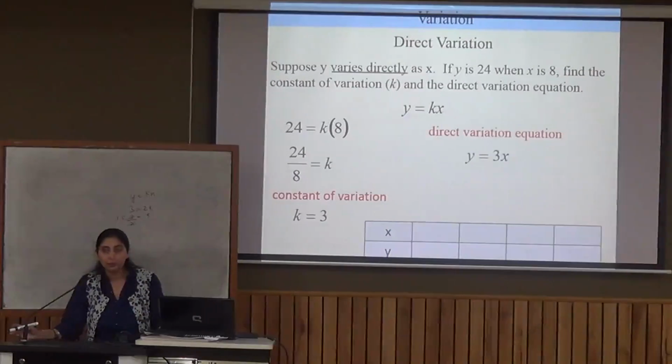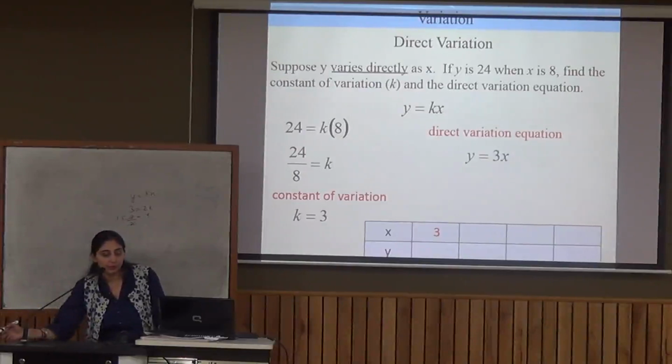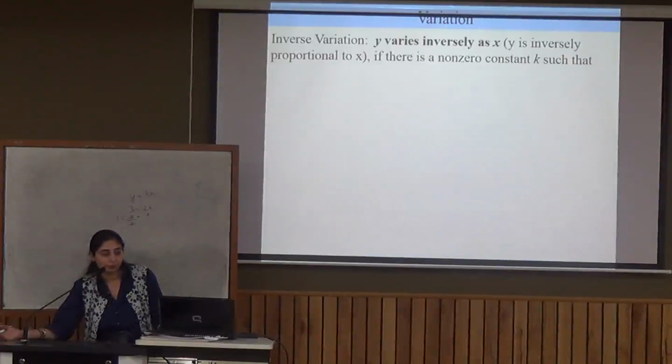We can similarly prepare a table or a graph by finding the coordinates of x and y. When x is 3, the value of y becomes 3 into 3, which is 9. When x is 5, the value of y becomes 3 into 5, which is 15. And so on, we can try with 9 and more, and we can plot the coordinates on the graph.